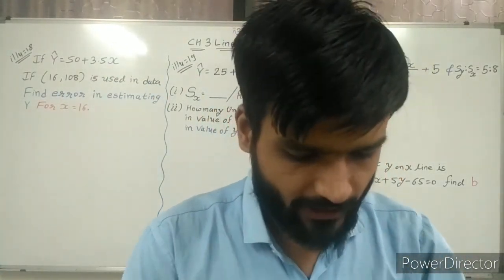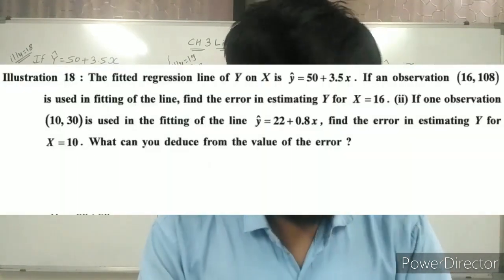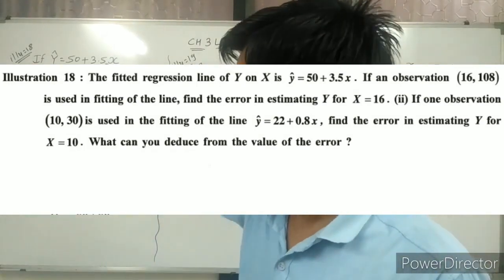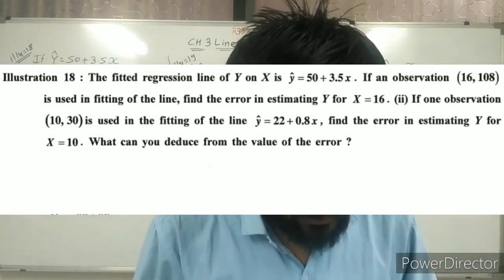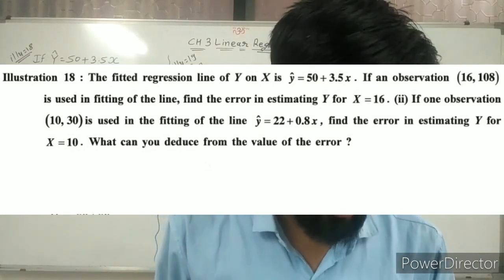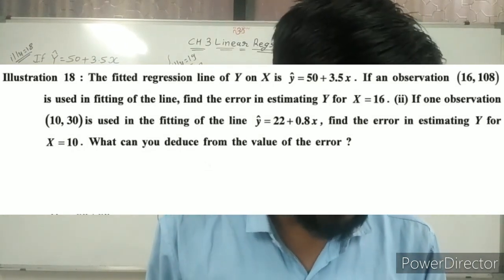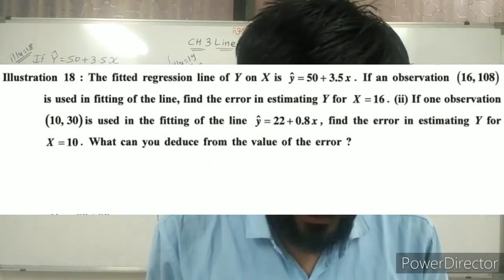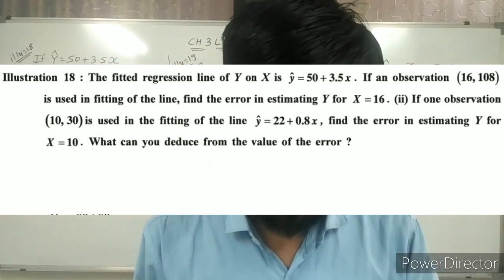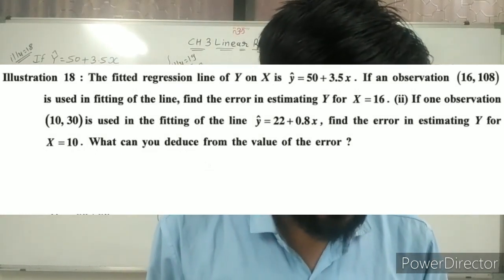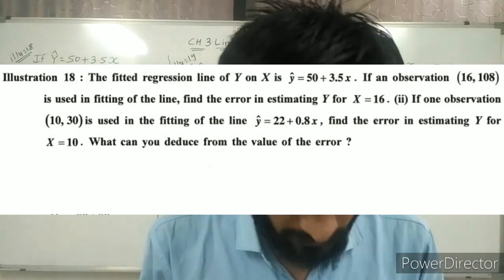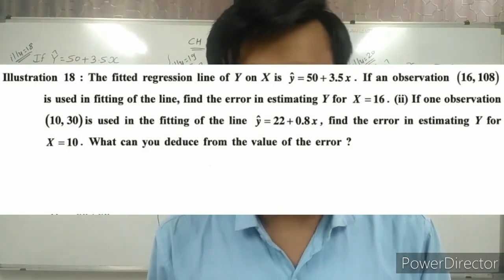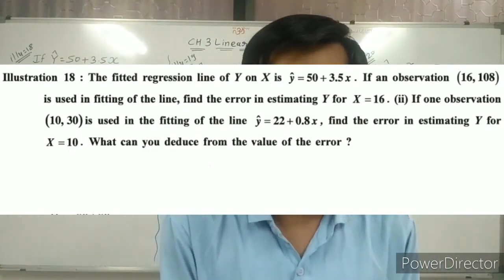Now illustration number 18. There are 2 questions, and from that I have selected only the first question. The fitted regression line of y on x is y cap is equal to 50 plus 3.5x. If an observation (16, 108) is used in fitting the line, find the error in estimating y for x is equal to 16. Now this is the first question.